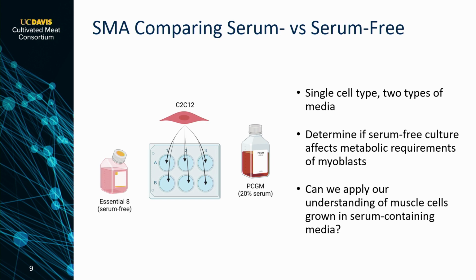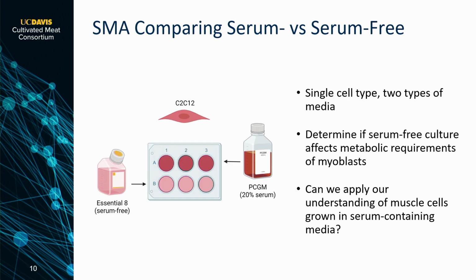So the spent media analysis studies that we performed in the lab fell into two experimental setups. So the first one was looking at serum versus serum-free media to see if a given cell type would differ in its nutrient utilization patterns when grown with serum or with serum-free media. And we basically had C2C12 cells as a model cell type for this purpose and grown in Essential 8 serum-free media and PCGM, which is essentially a media that contained 20% serum.